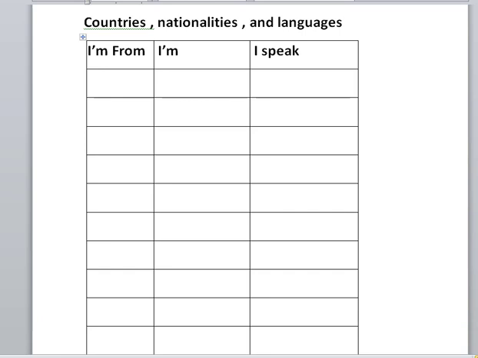And this one is about countries, nationalities, and languages. Okay. We have Brazil. I'm from Brazil. I'm Brazilian, which means nationality, Brazilian. Okay, I speak Portuguese. Okay. And also we have Italy, Italian.